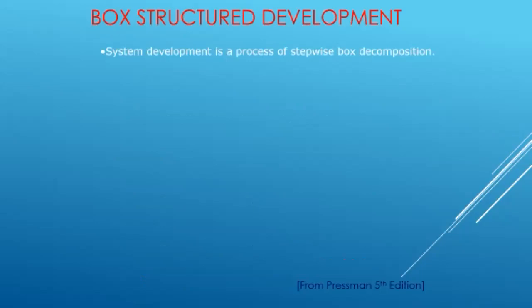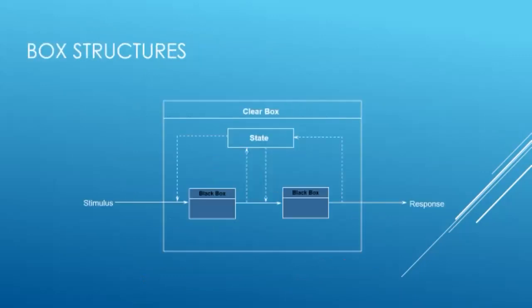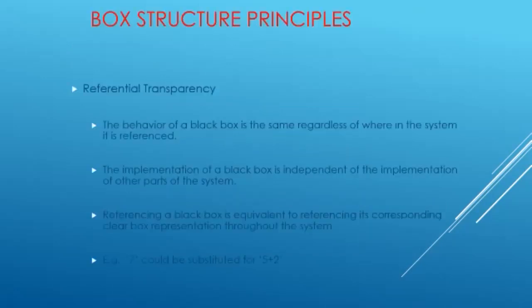This is the box structure development. System development is a process of stepwise box decomposition. This is nothing but the box structures. Stimulus, black box, response. Box structure: here, stimulus is an input and there are many black boxes, and response is an output.